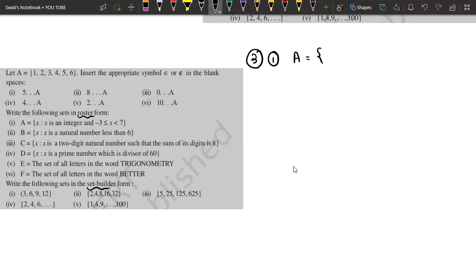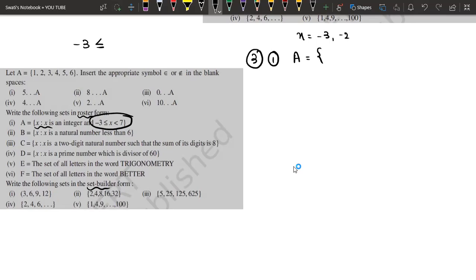How do we read this statement? Let's understand. A equals x such that, this is the symbol of such that, okay? x such that x is an integer and x is lying between -3 to 7, where -3 is included, okay? So in the roster form, we simply have to put the values. So for this condition, what do you think can be the values of x? The values of x are going to be, because -3 is included. Why is -3 included? Because it is saying this, okay? And there is an equal sign as well. So therefore, -3 is also there.